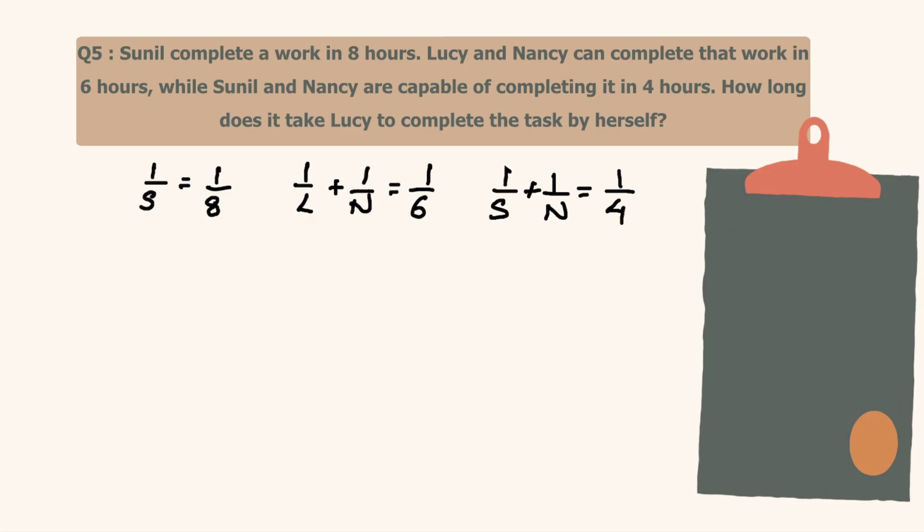Now the question is, how long does it take Lucy to complete the task by herself? So we need Lucy, right? I will mark it. Lucy we need. We have Sunil. So how do we find it? Here also in this equation Sunil is there, 1 by s is there. So we can substitute this value in this equation. We will get this value 1 by n, which we can substitute here, and we will get 1 by l.